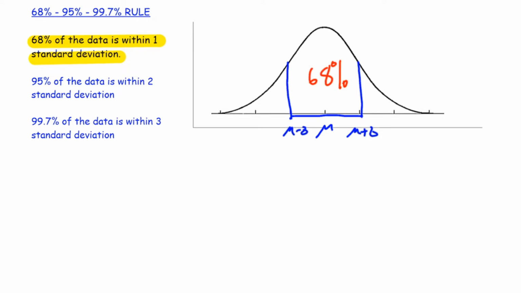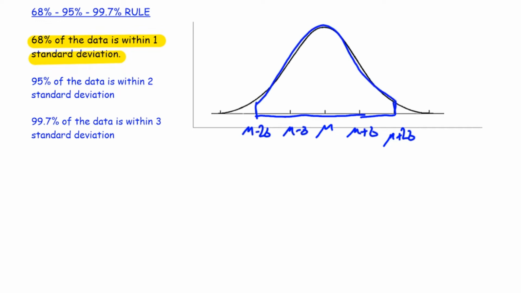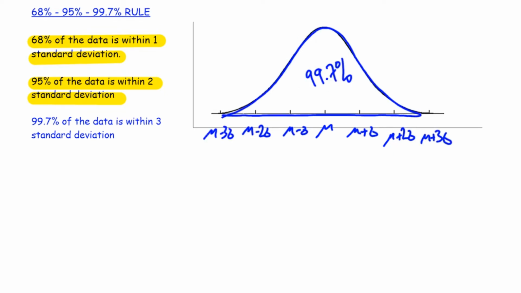We can carry on from that and ask, what about within 2 standard deviations? Well, within 2 standard deviations, so this whole area here, we're going to have 95%. Okay, and within 3 standard deviations, we'll have 99.7% of the data. Almost all of the data is going to exist within 3 standard deviations. It is almost all of it. I only have 0.3% left beyond the 3 standard deviations.